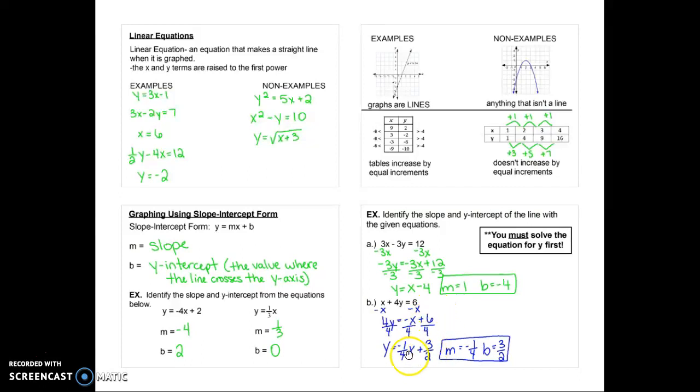Now remember, you need to leave everything as fractions, no changing them to decimals anymore. Now that it's in slope-intercept form, you can then identify your slope and your intercept. So your slope is a negative 1/4. That's the value that's connected to the x. And then your y-intercept is your constant. In this case, is a positive 3/2. So b equals 3/2.